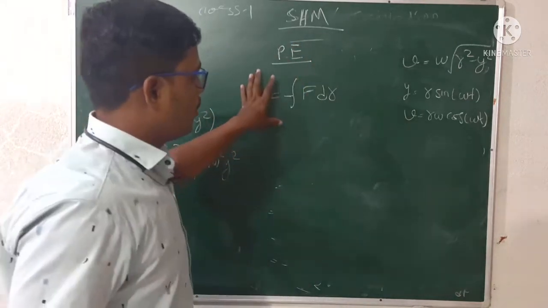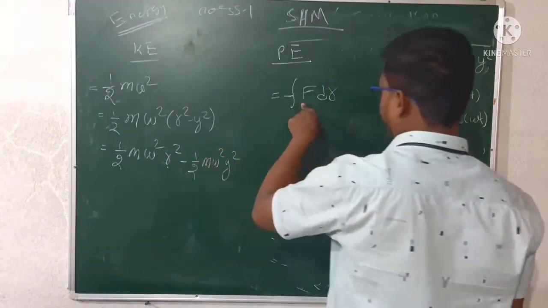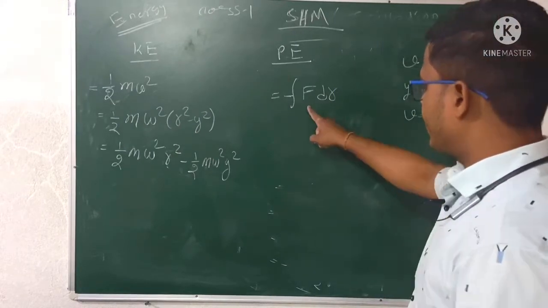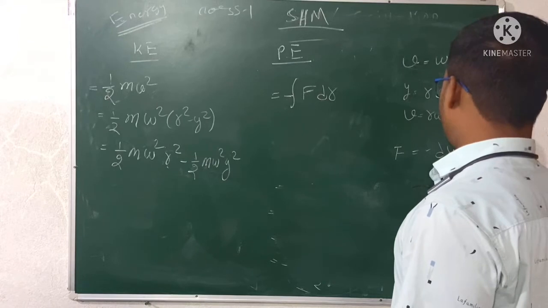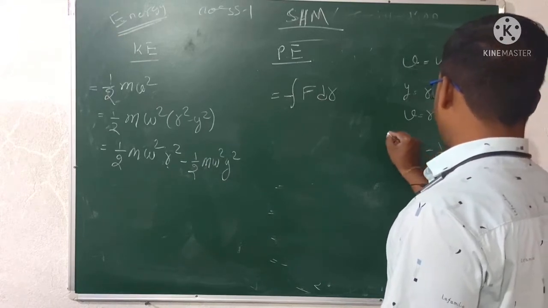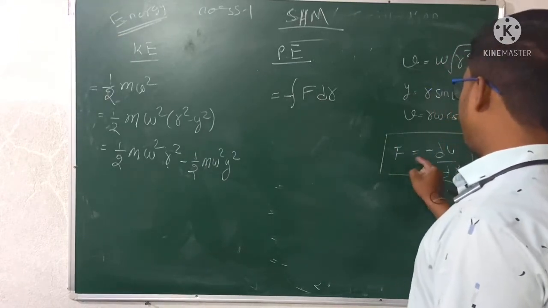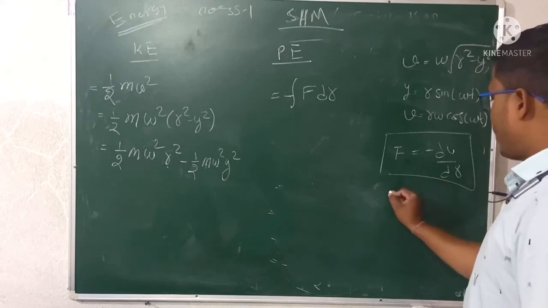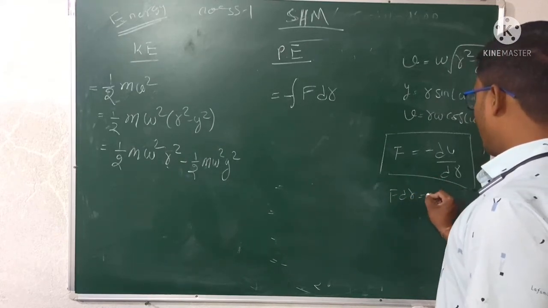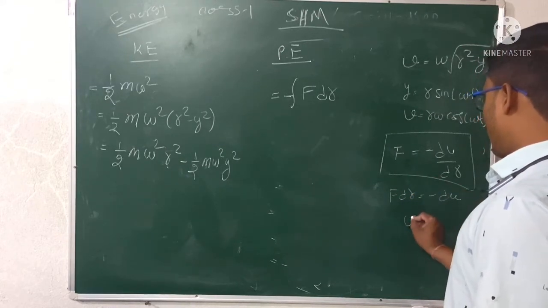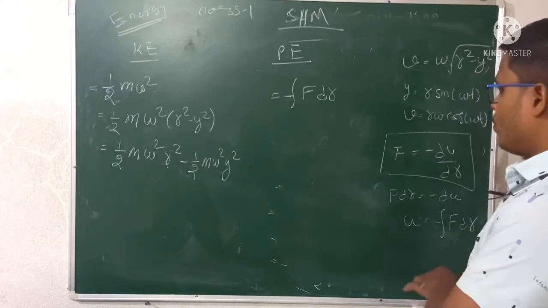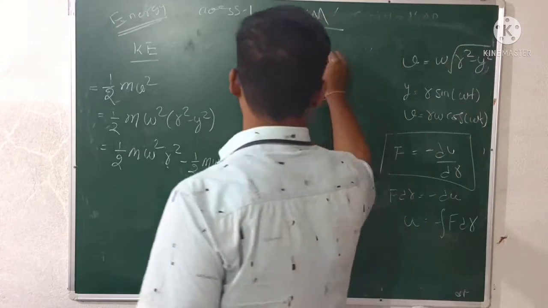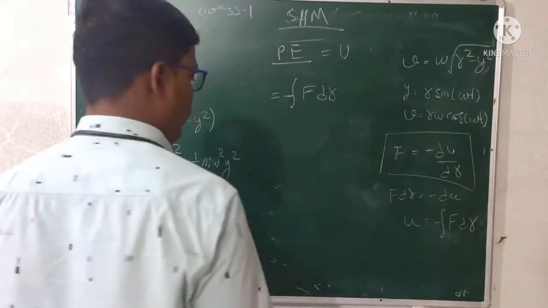So remember, the potential energy is the negative integration of force, because force is equal to the negative of the potential gradient. Try to remember this: F equals minus dU by dr. So F dr will give you minus dU. Hence U is the integration of minus F dr. So this is the potential energy, and we can express it in terms of U.